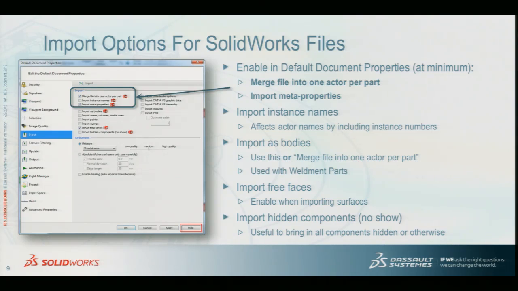Now, with the latest version of Composer that's currently available for us to download, V6 R2013X, we actually have an option to set up a SolidWorks option. You can actually choose the different CAD system that you're importing for, and those settings will be set for you automatically, which certainly helps with consistency. But the idea here is by setting it in the default documents properties, then you know that your settings are going to be consistent for every file that gets imported into Composer.